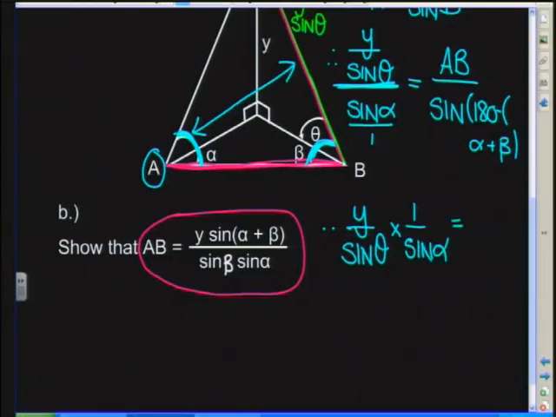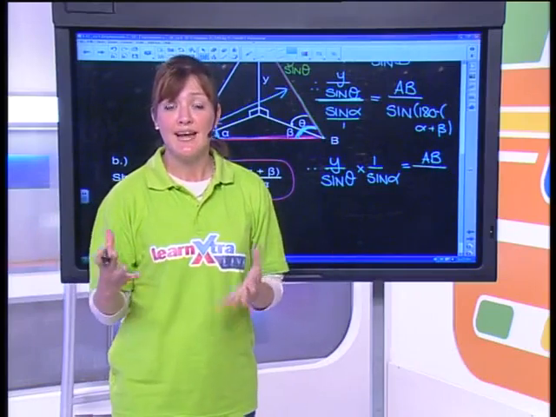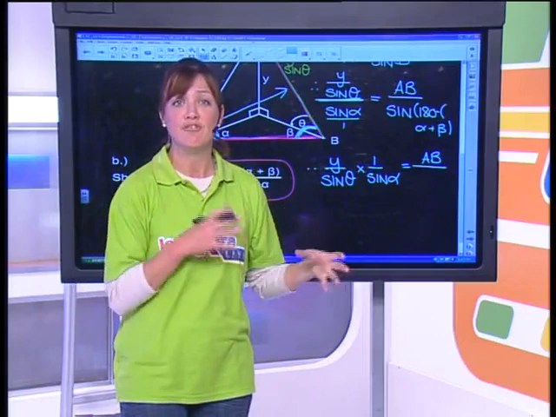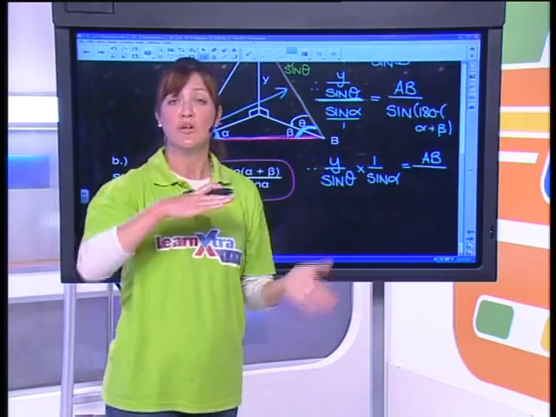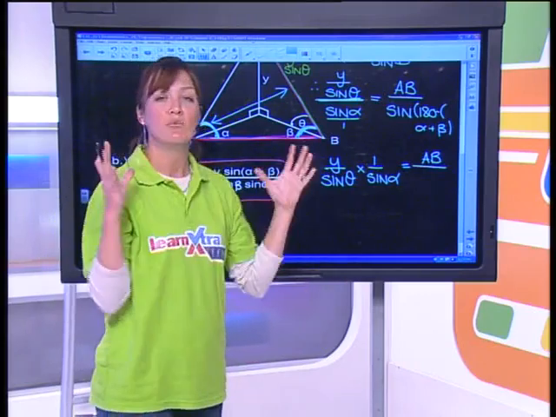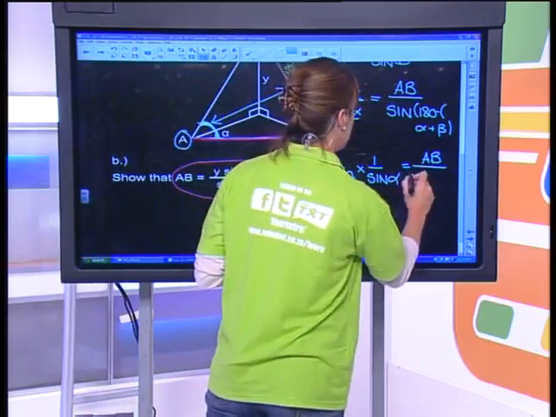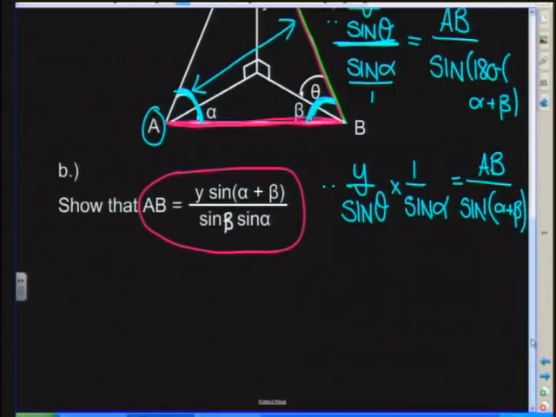Then I've got on this side AB over sine of 180 minus alpha plus beta. Do you guys recognize that that is actually a reduction formula? We're going to say 180 minus, which is in quadrant 2, and we know that sine is positive in quadrant 2. So we can actually reduce that to positive sine alpha plus beta. Okay, so I hope that that makes sense to you.